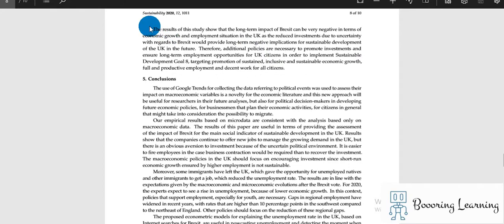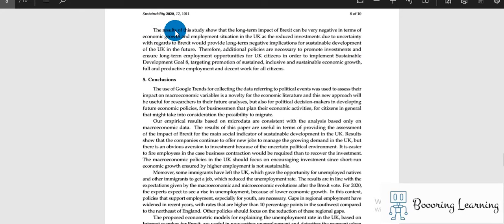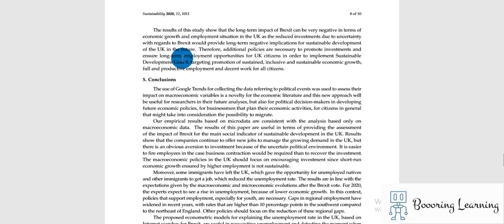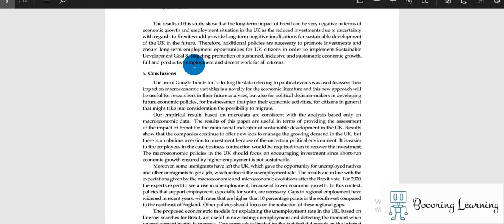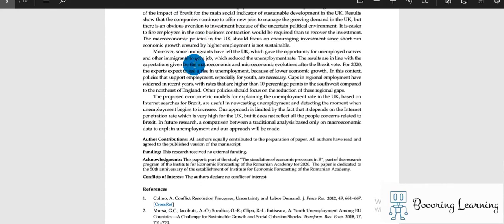So let's read the results. The results of the study show that the long-term impact of Brexit can be very negative in terms of economic growth and the employment situation in the UK, as the reduced investments due to uncertainty with regards to Brexit will provide long-term negative implications for sustainable development. Therefore, additional policies are necessary to promote investments and ensure long-term employment opportunities for UK citizens in order to implement sustainable development. So let's read the final conclusion.